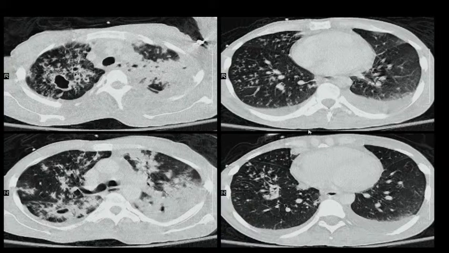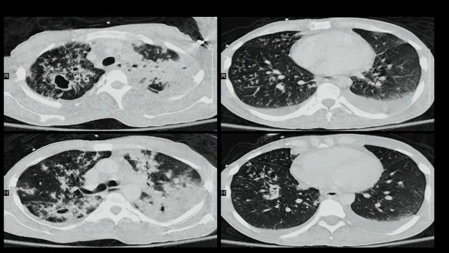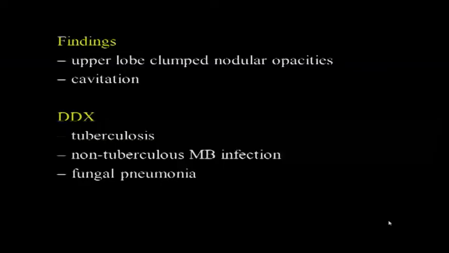Tree-in-bud is finger in glove, that is mucus impaction of the small airways. The small airways are plugged with something. Could be fluid, could be pus, could be blood, could be lymph, who knows what. And then you can have mass-like consolidation in TB. Do you see this? Mass-like consolidation, cavitary lesions, tree-in-bud opacities, pleural effusion, upper lobe predominance: pulmonary tuberculosis.